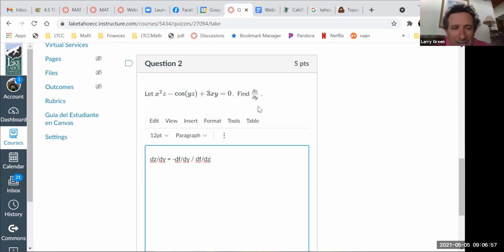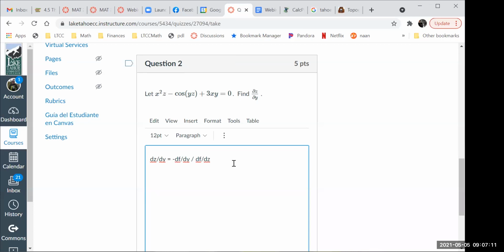And again, I'm being a little lazy. I'm using d instead of del, just because it's less typing. If I wanted it to be pretty, I'd use a math equation editor and all that. If you want to write del, you can also.